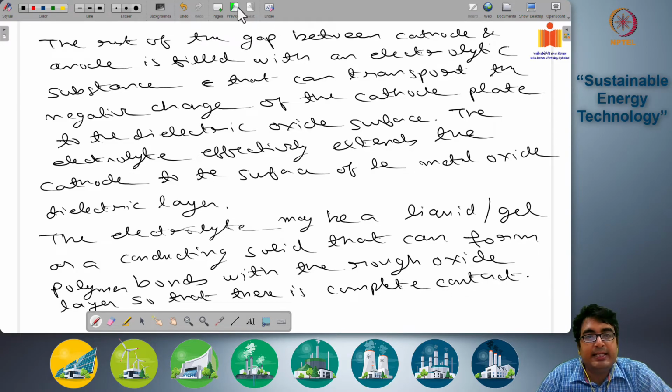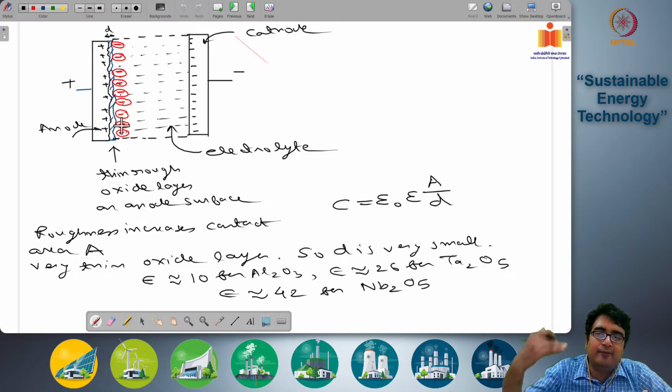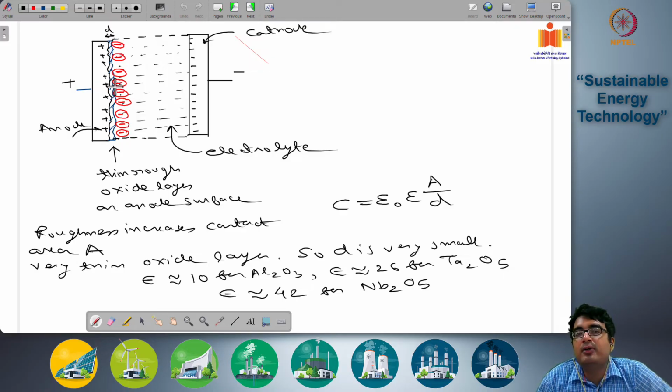Okay. So the basic idea here is this electrolyte can be a liquid or a gel, that is an aqueous kind of system or a gel type of system, or it can be a solid which can form polymer bonds with this oxide layer so that you get good contact between the dielectric and this electrolyte material. If it's a liquid or a gel, then good contact is given because the liquid or gel can contact a rough surface also. In a solid, the problem is the solid surface and the dielectric can have gaps. So that will reduce the contact area and that will impact the capacitance ability.